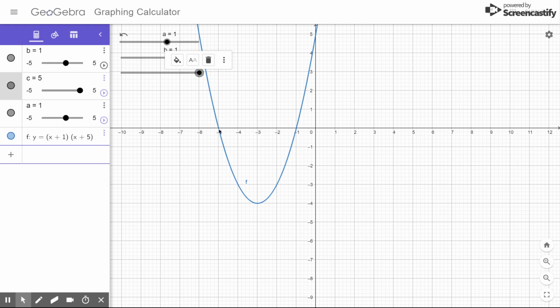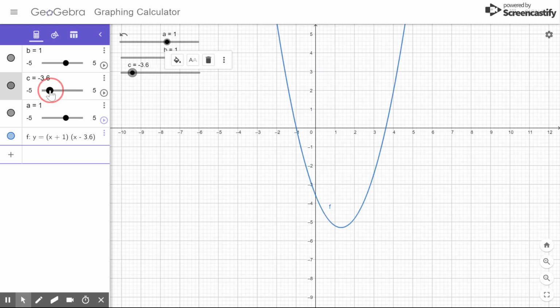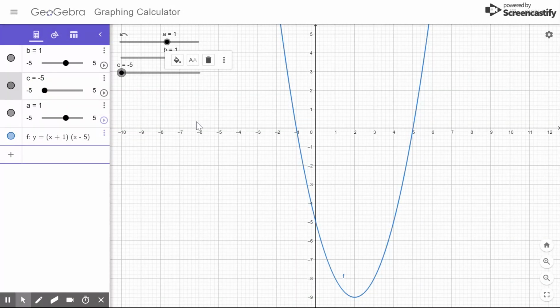So the point that you're interested in this time is not this corner point at the bottom, which is called the vertex. We're now interested in the points where it touches the x-axis. They are the x-intercepts, or as we call them in mathematics, roots. If I change my value, you can see that the number where my graph goes through the x-axis can change.